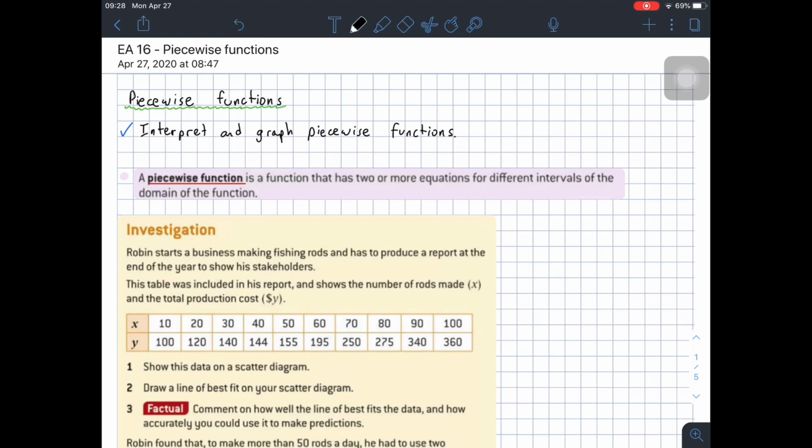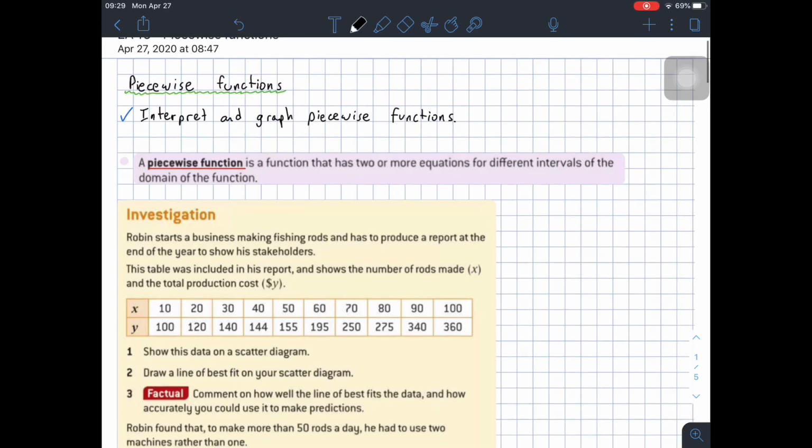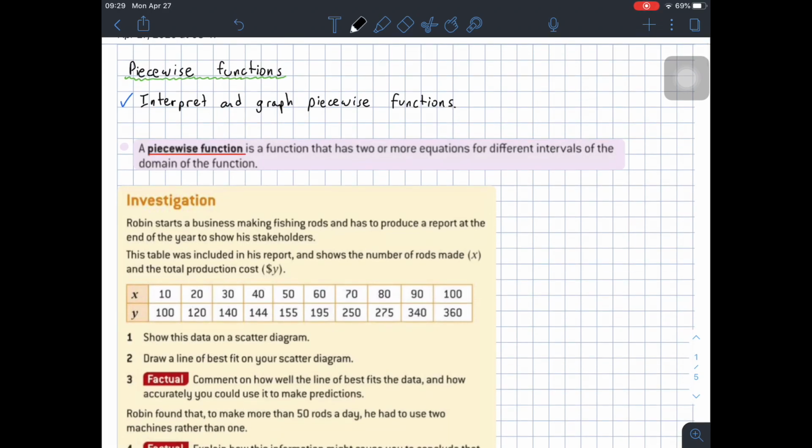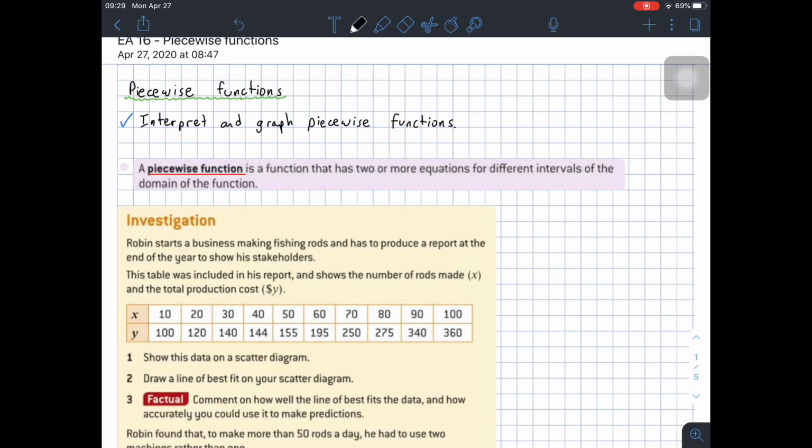Today we're gonna see electronic assignment 16, which is piecewise functions. We're gonna learn what this concept is about. For the ones who have math with me, which is a vast majority of you, this is a concept that we have already covered a little bit, and so this is gonna be kind of a review for you. So, the objective for today's class is only one: interpret and graph piecewise functions.